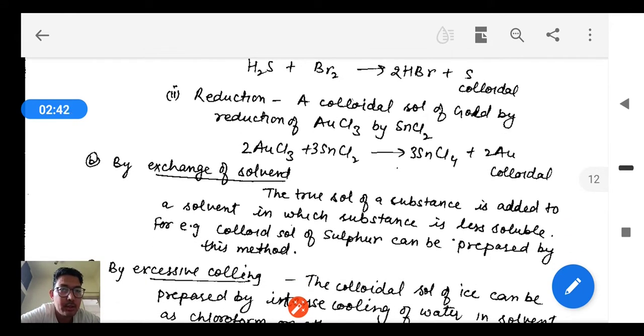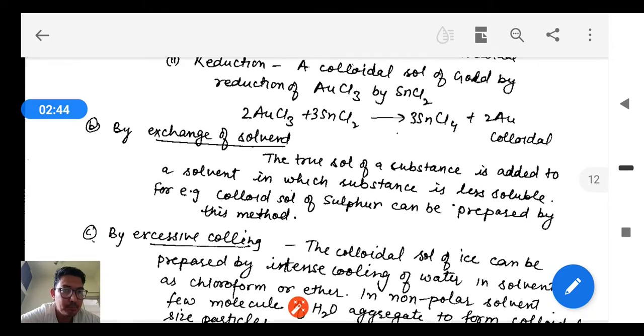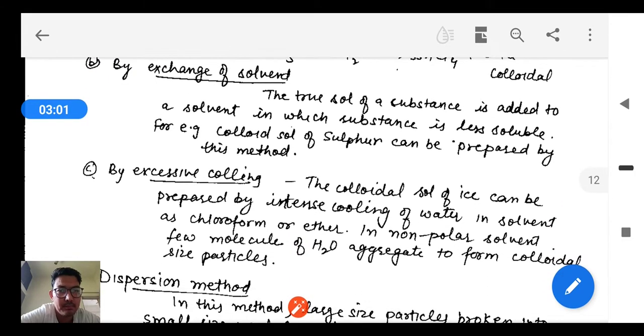Another is by exchange of solvent. So this is also one of the methods in which a true solution of a substance is added to a solvent in which the substance is less soluble. For example, colloidal solution of sulfur can be prepared by this method.